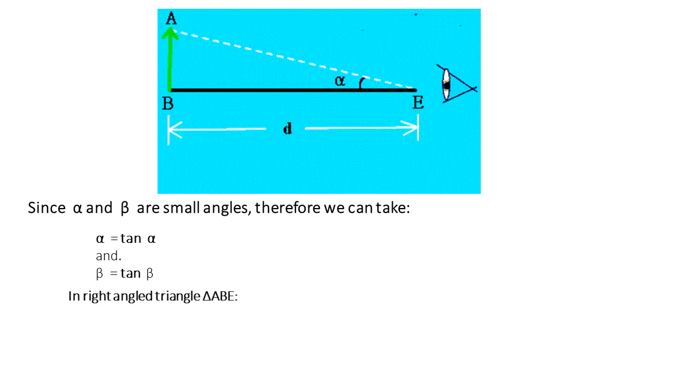So if you consider right angle triangle ABE, tangent alpha is equals to perpendicular upon base, which is AB upon EB. Since tangent alpha is equals to alpha, therefore alpha becomes equals to AB upon D, which is our equation A.